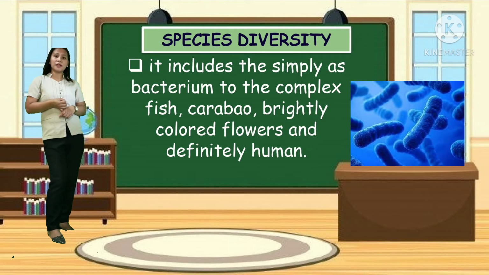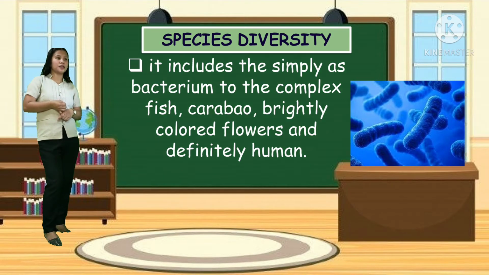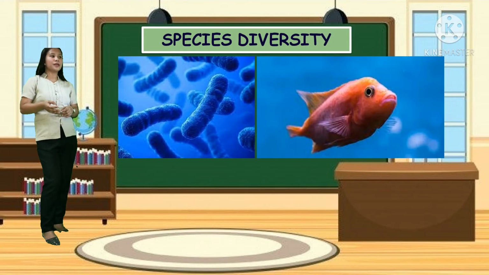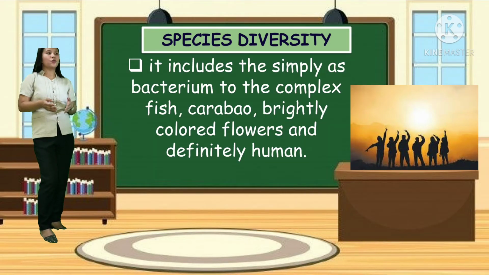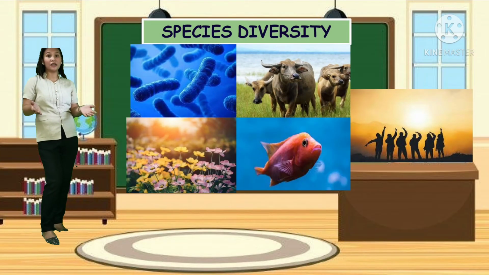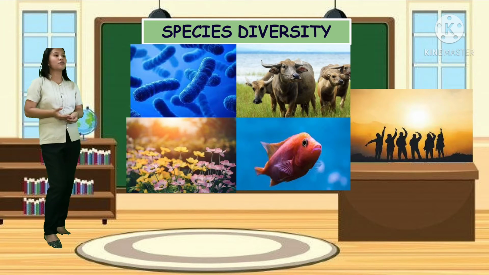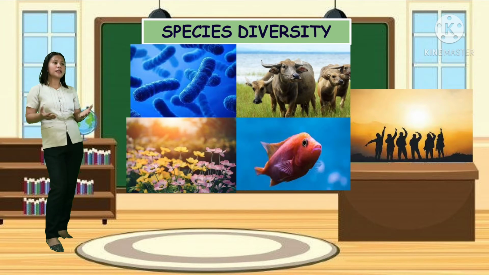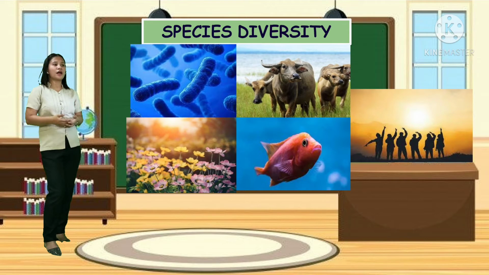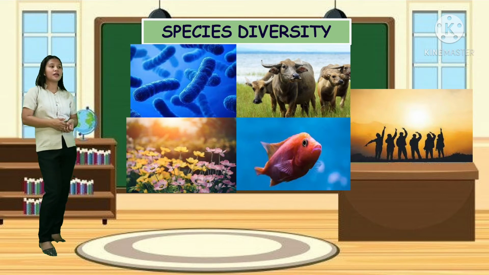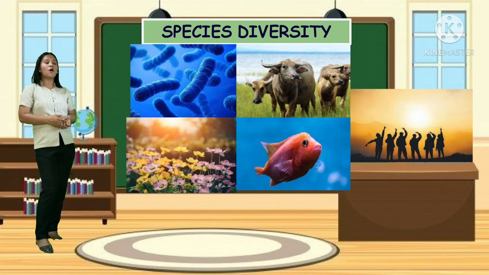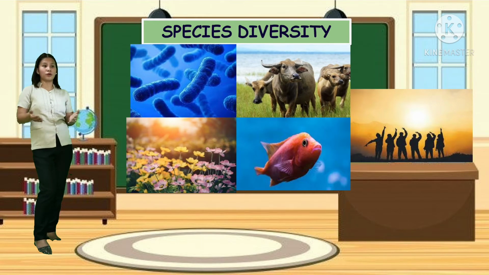Let's talk first about species diversity. It includes simple things such as a bacterium, multicolored flowers, and definitely humans. According to an article published by the Department of Environment and Natural Resources, or the DENR, in 2014, the country has more than 52,177 described species, of which more than half are found nowhere else in the world.